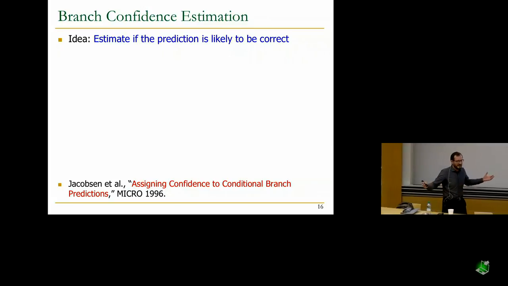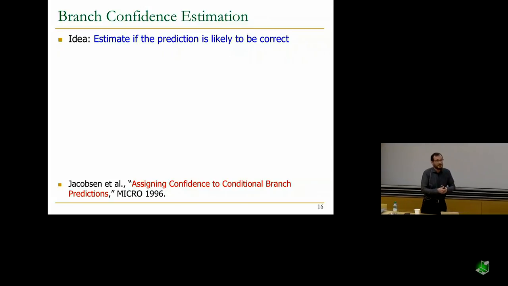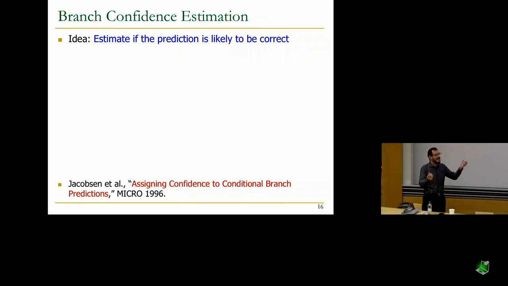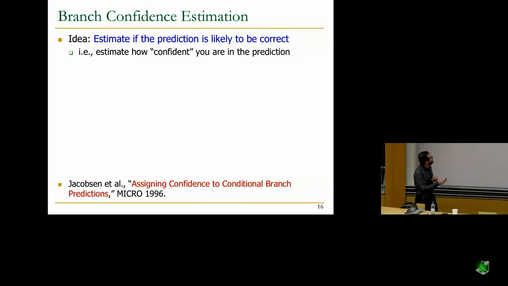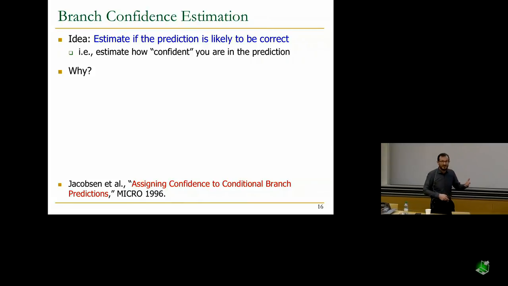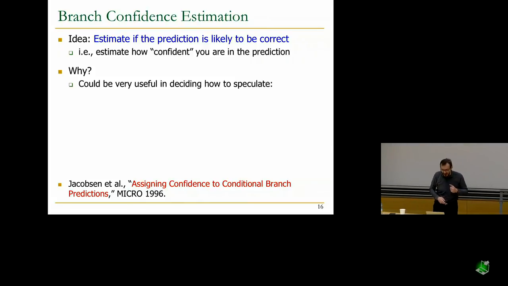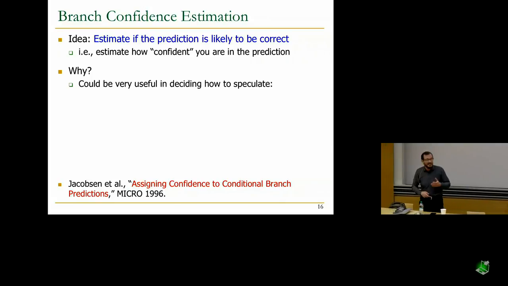You could do this if you have heterogeneous or hybrid branch prediction mechanisms, for some of the prediction mechanisms, and decide which one is more confident. And there are many methods of doing it. I'm not going to go into this, but I'm going to go into the why you would like to do it, because it could be very useful in deciding how to speculate.